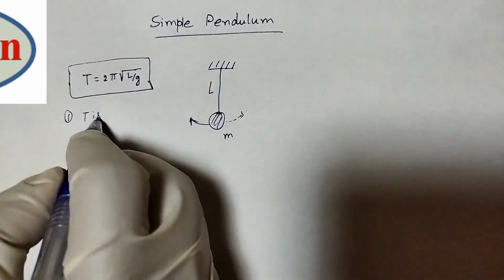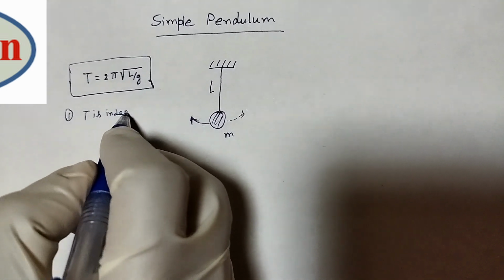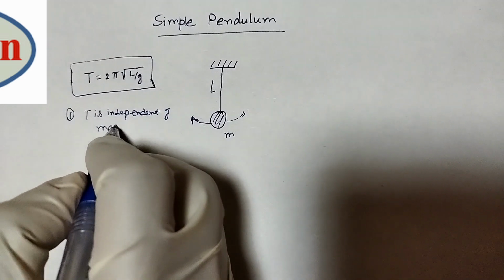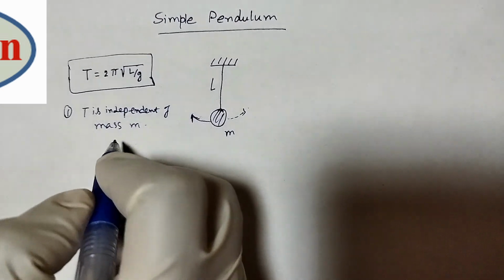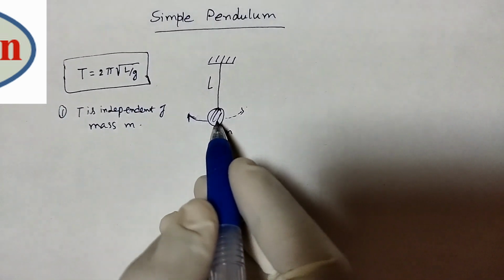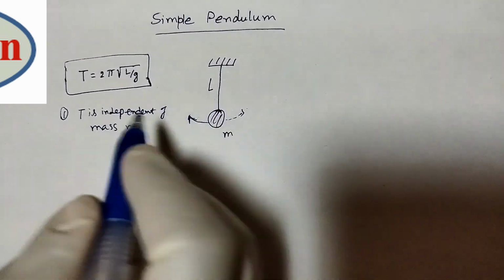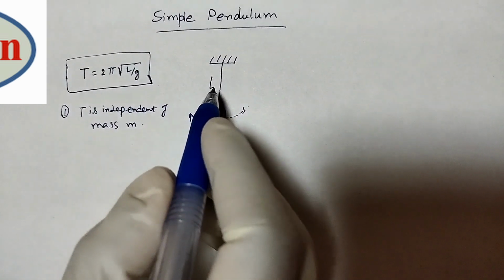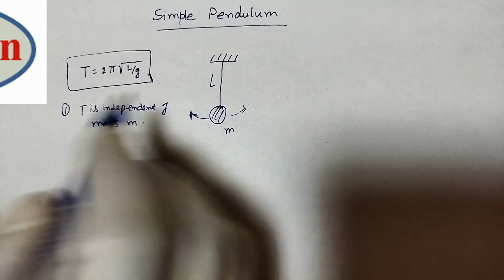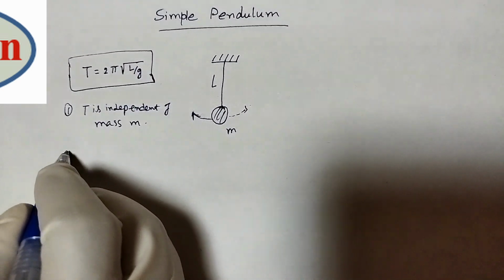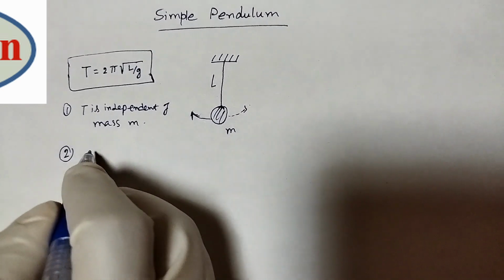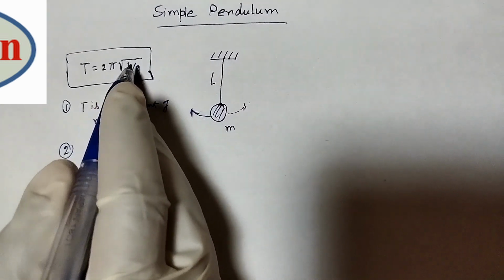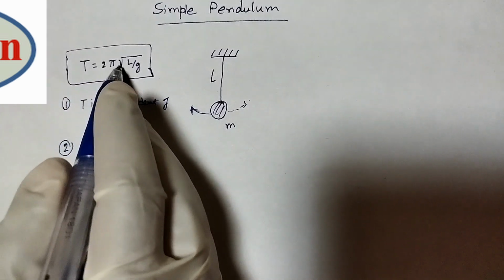Now the two important facts on this simple pendulum time period: T is independent of mass. No matter how much you change the mass, in principle, if it doesn't lead to the break up or damage of the string, the time period will not change. You increase the mass 2 times, 3 times, 4 times compared to the original mass, still the time period will not change.